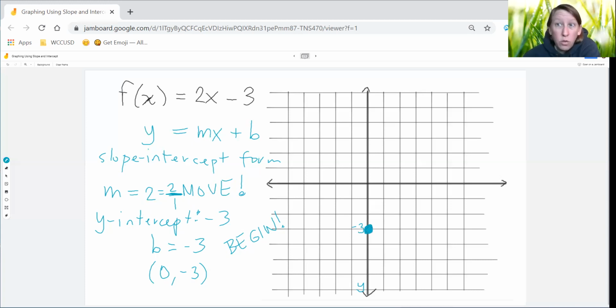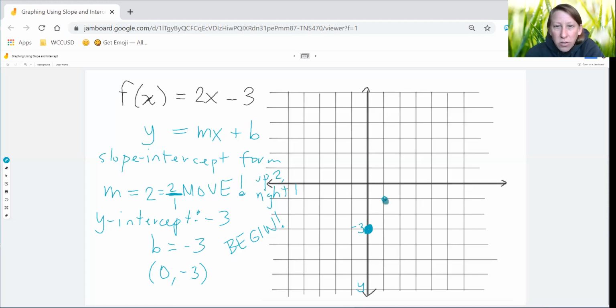Now, am I going to go up 2, right 1? Am I going to go down 2, left 1? So the moving directions are really important. The slope of 2 means I'm going to move 2 and then 1. The 2 is I'm going to move up 2, and the 1 is I'm going to move right 1. And that's going to tell me where another point is. So let's use our moving directions. Let's move up 2, right 1.